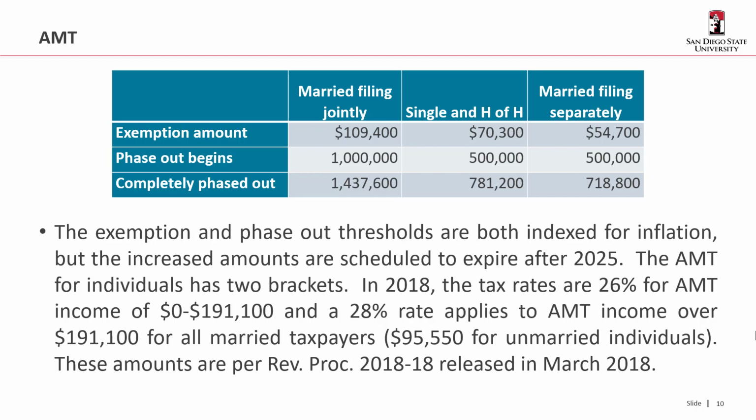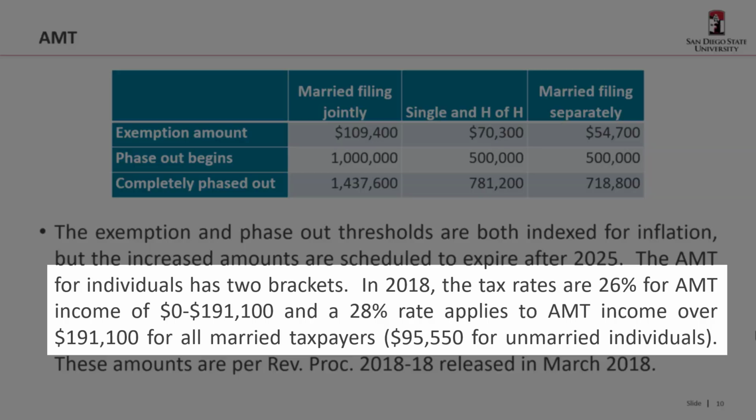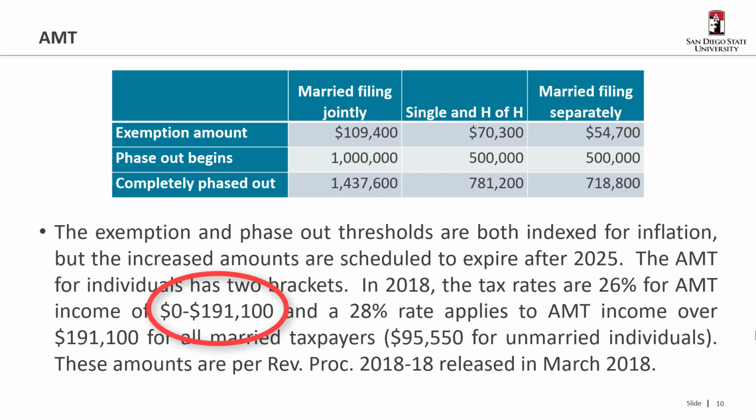And the AMT has two tax brackets. It is progressive, but there are only two of them. So the tax rates are 26% and 28%. And it's 26% for the first $191,100, and then 28% for everything above that.